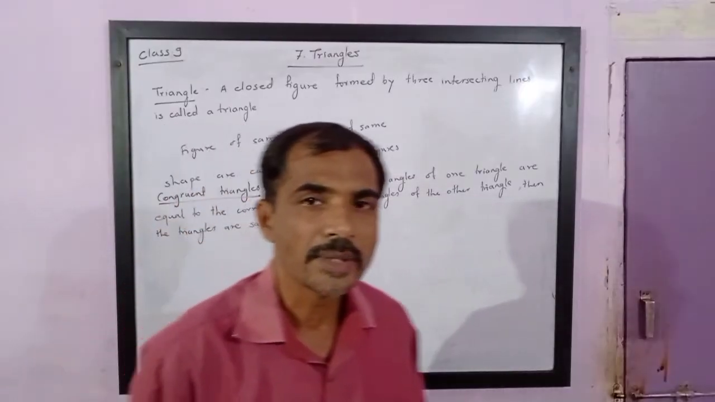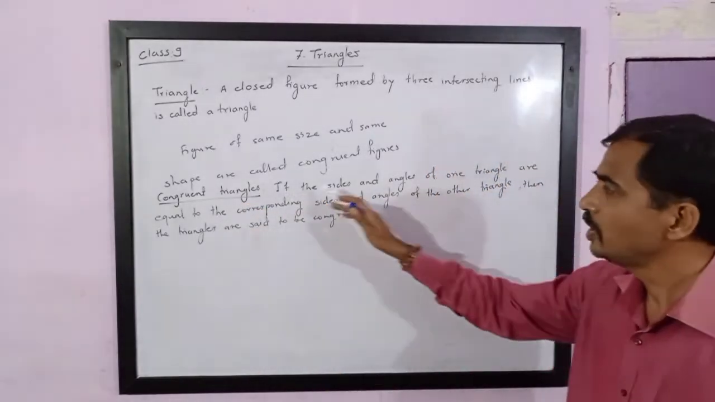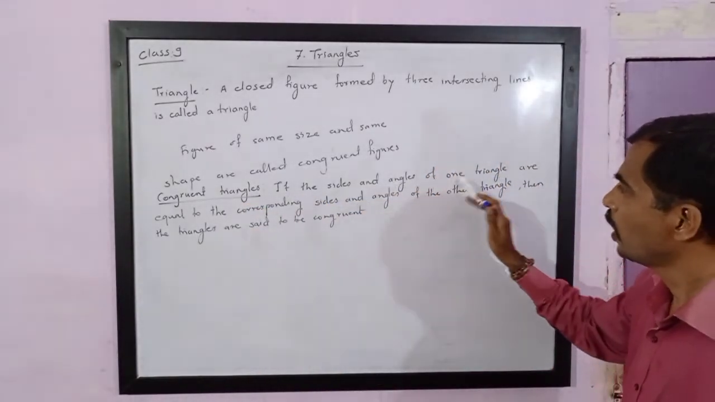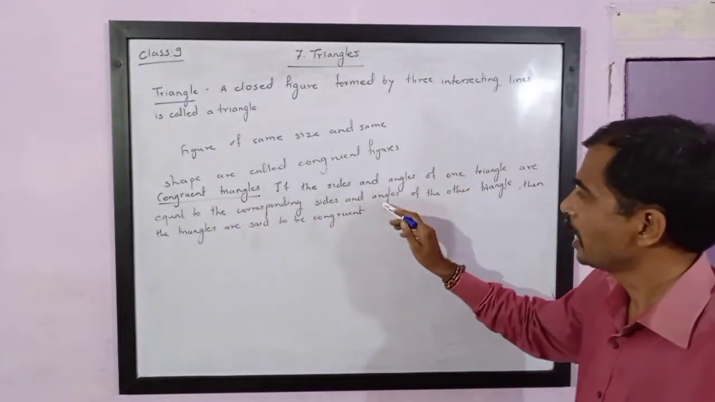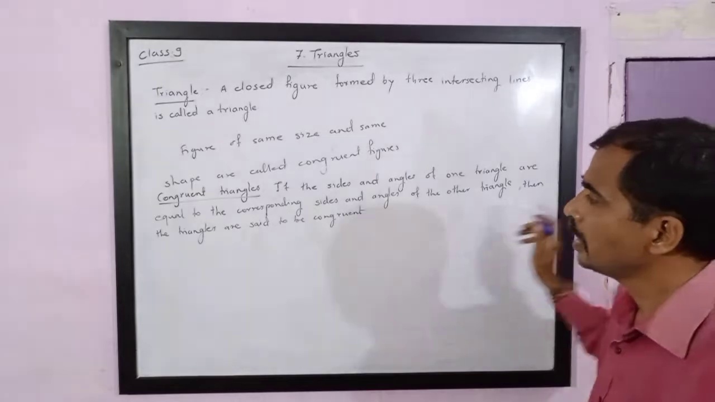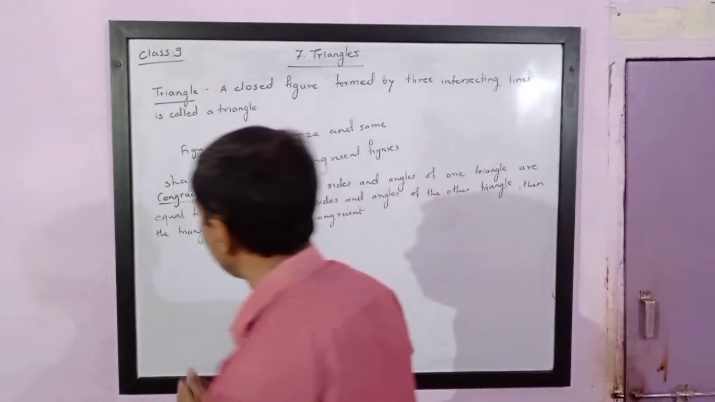Dear friends, the next part is congruent triangles. See the definition. If the sides and angles of one triangle are equal to the corresponding sides and angles of the other triangle, then the triangles are said to be congruent. Now let us try to understand the meaning.